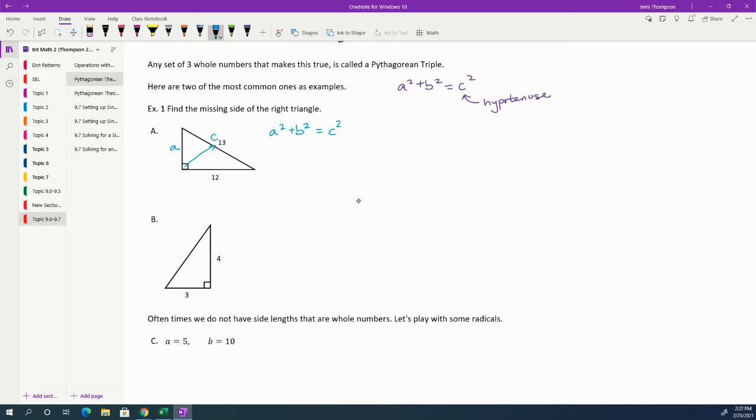The hypotenuse is the side across from the right angle. And then A and B are interchangeable. So I could name the unknown A and 12 B, or I could switch it. Doesn't matter. So A is what I'm looking for. We'll say that B is equal to 12. And then C is going to be my hypotenuse.